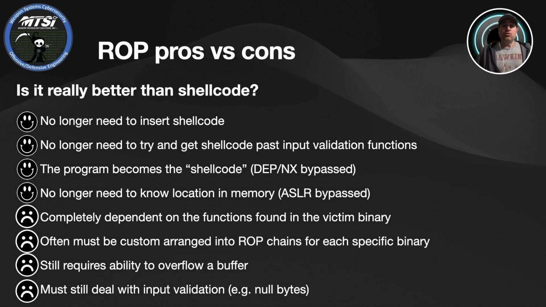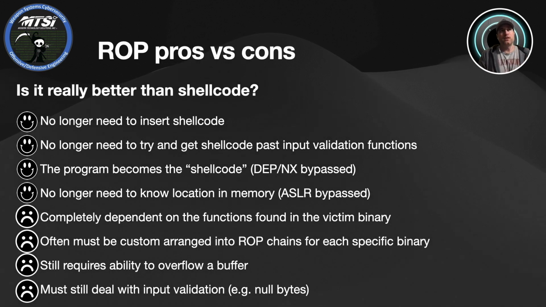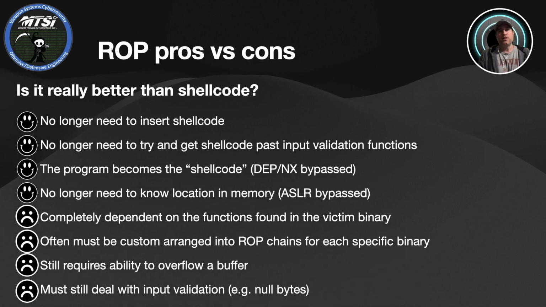Oftentimes, to do ROP, you have to do some custom arrangement of ROP gadgets. They do not always fit together easily, like when you're building shellcode, because you're trying to misuse a program in a way it was not designed to. And so you might have a gadget that has what we like to call collateral damage. It might do what you want, but it also might do some other things, just because that's how the program was written. That's how the compiler and the assembler did their thing, and you have to kind of live with that.